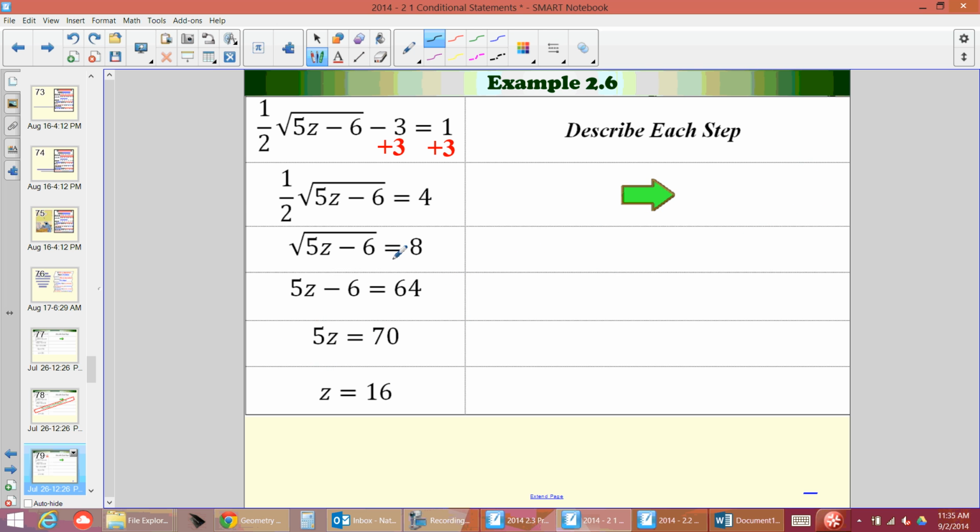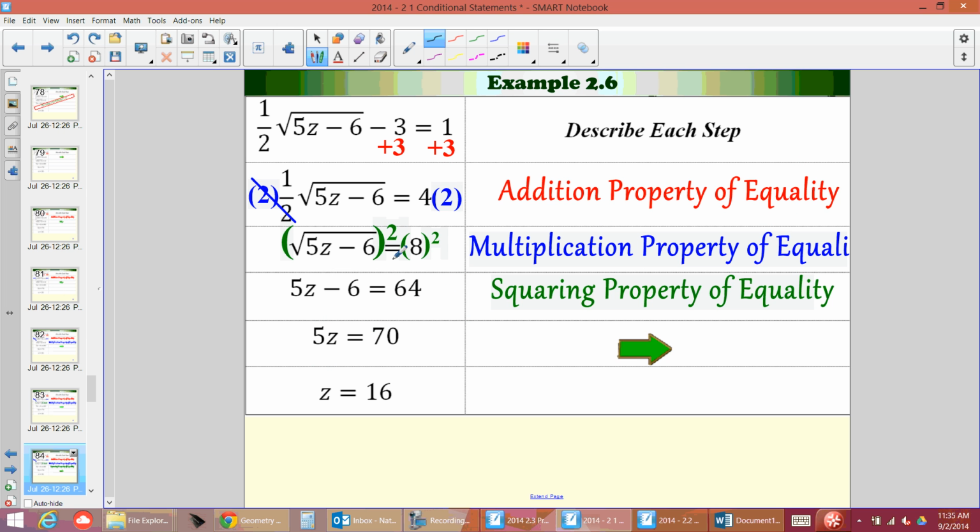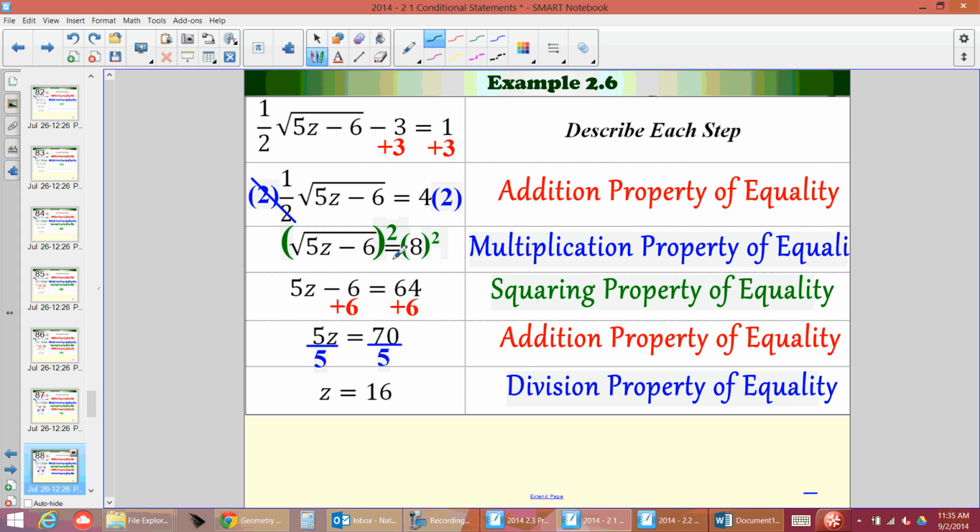Here's some algebra examples. We need to write these in our notes correctly. But this is how you're going to solve for this problem. You're going to add 3 over. You're going to times both sides by 2. You're going to square both sides. You're going to add 6, and you're going to divide by 5.